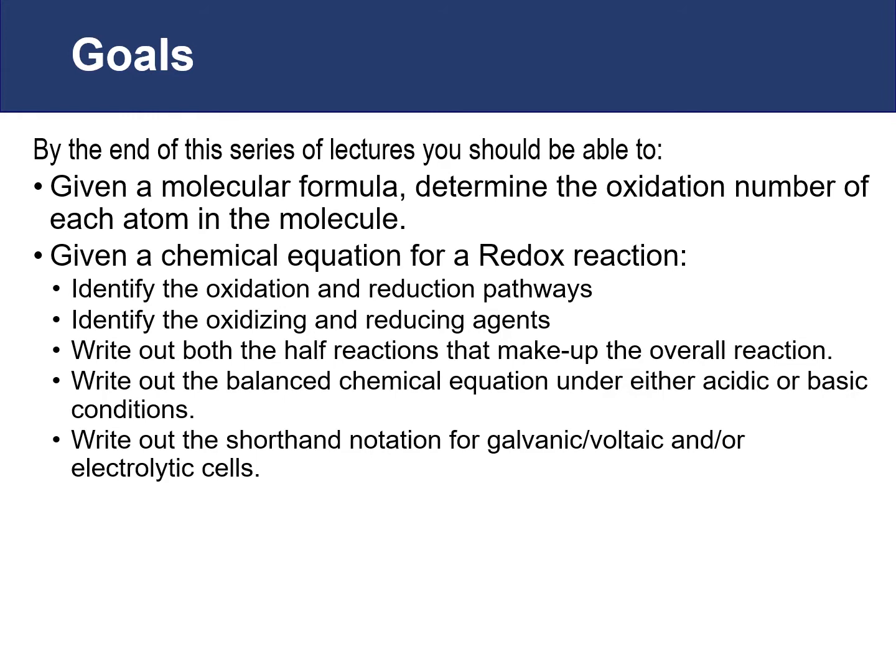Given a chemical equation for a redox reaction, identify the oxidation and reduction pathways, identify the oxidizing and reducing agents, write out both half reactions that make up an overall reaction, write out the balanced chemical equation under either acidic or basic conditions, and write out the shorthand notation for a galvanic, also called voltaic, and or electrolytic cells.